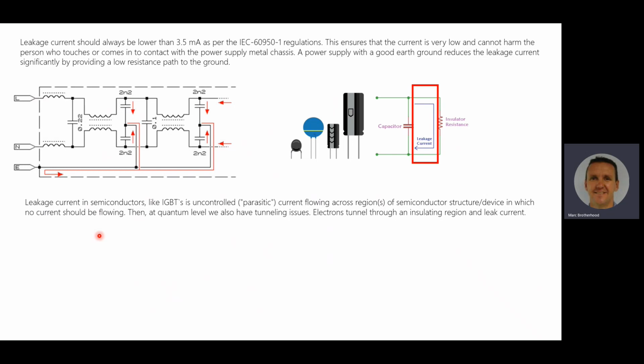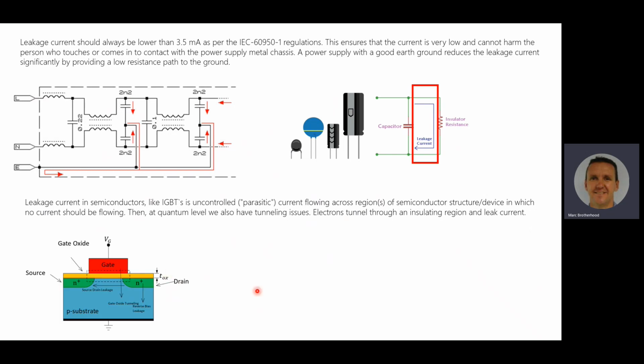If we look now, leakage current in semiconductors like IGBTs is uncontrolled, which means it's parasitic. Current flowing across regions of semiconductor structured devices in which no current should be flowing. Further to that, if we deal with quantum mechanics, which is a very real subject, then at quantum level, we also have what we call quantum tunneling. The more we miniaturize electronics, the higher the risk of quantum tunneling prevails. And pretty much what is quantum tunneling? It's when electrons tunnel through an insulating region and they create leakage current.